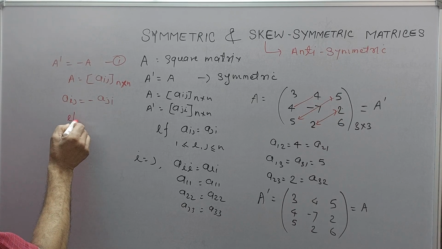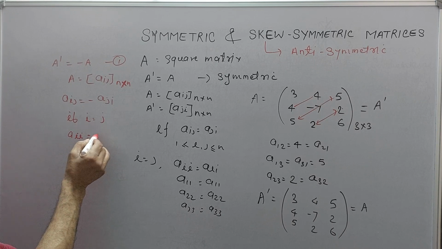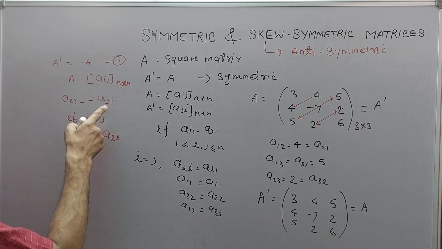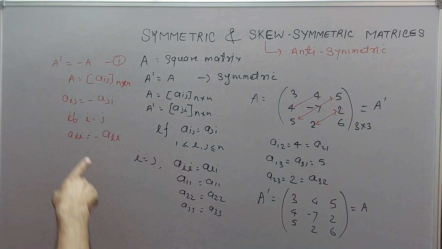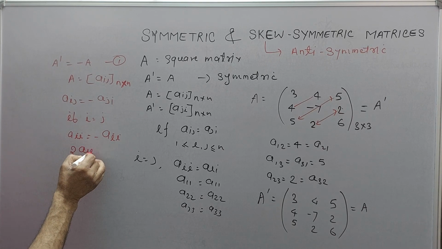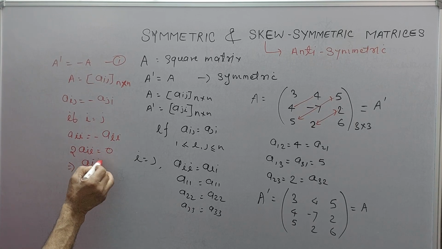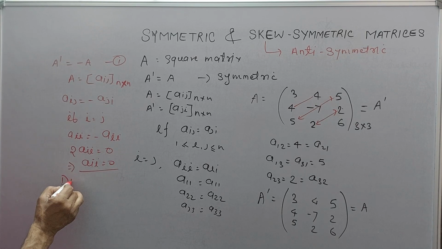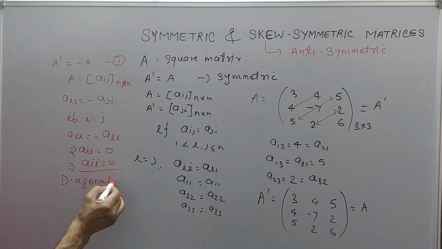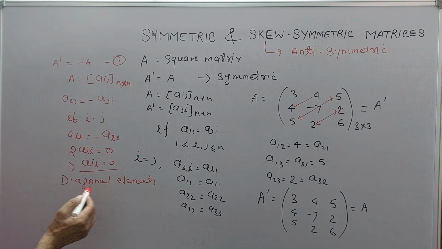Now if I put i equal to j, then both become i, Aii equals minus Aii. Moving minus Aii to the left-hand side, this becomes 2Aii, the ith row and ith column element, equal to 0. From here Aii becomes 0. It means that all diagonal elements or entries of a skew-symmetric matrix are 0. So here all diagonal elements should be 0.